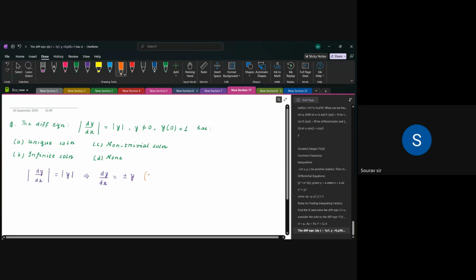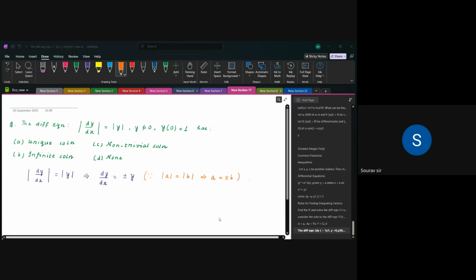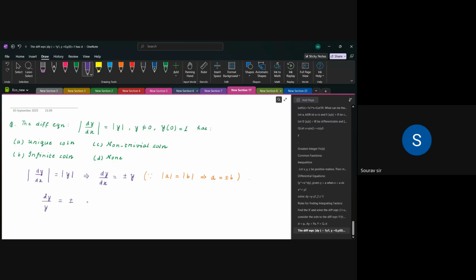I hope you might have seen this: if you have mod a equals mod b, then this basically means a can be written as plus minus b. So I'm using a similar result over here as well. The moment I write this, now I can separate the variables. So dy/y equals plus minus dx, and you can integrate in this way. So that means log of mod y equals plus minus x plus c, correct?